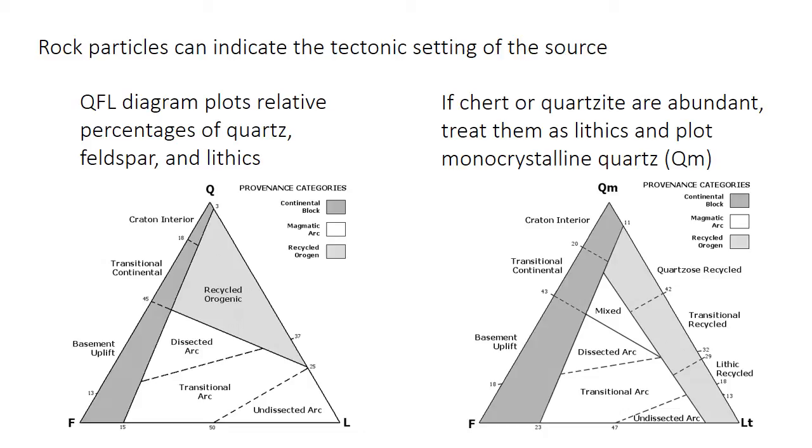One thing to note here is that the sediment tends to contain a lot of chert, or rock fragments made of quartzite. You may modify the QFL to remove those and include those in the lithic category, and just include single crystal or monocrystalline quartz in the Q or the QM corner.